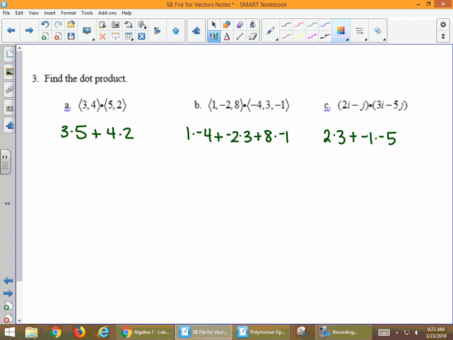And you do get a scalar number for your final answer. So you're going to get a single number for your final answer, no variables. So 15 plus 8 is 23, and you don't have to show that middle step. You can use your calculator.